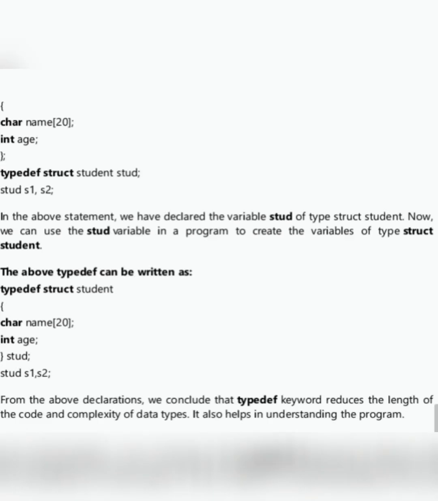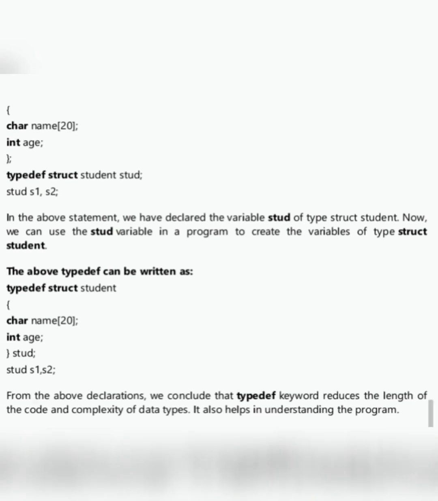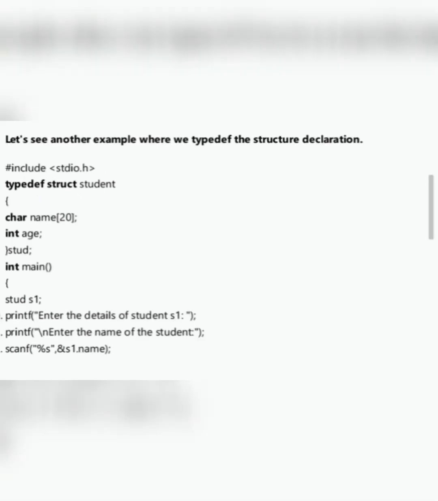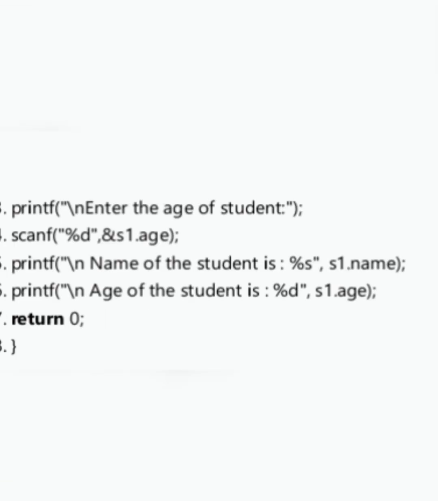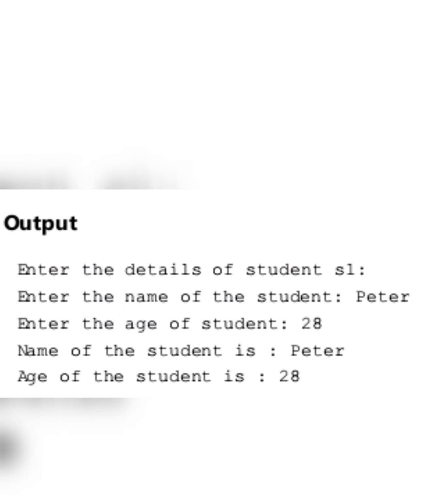In the above statement, we have declared the variable stdu of type struct student. Now we use the stdu variable in a program to create the variables of type struct student. Another example, typedef with the structure declaration. Now we can declare the variables age and s1. S1 stores the name of the student, and we have to enter the age of the student. It is stored in s1. Running the program, we get the output after entering the student name and the age.